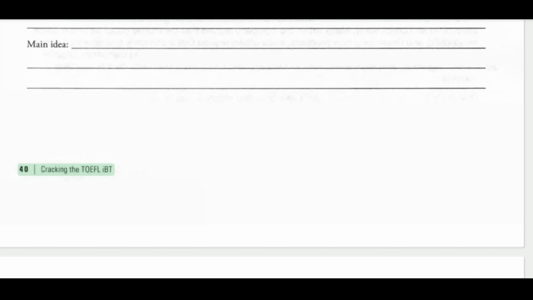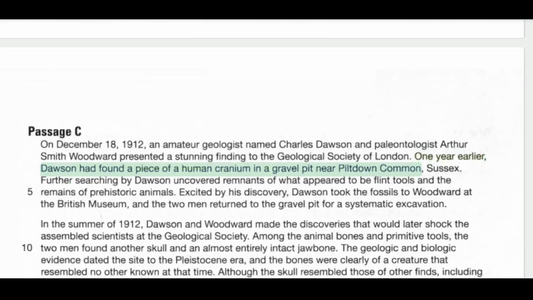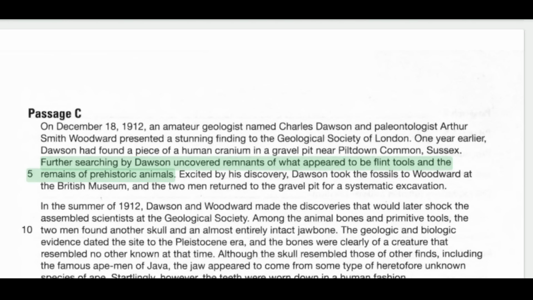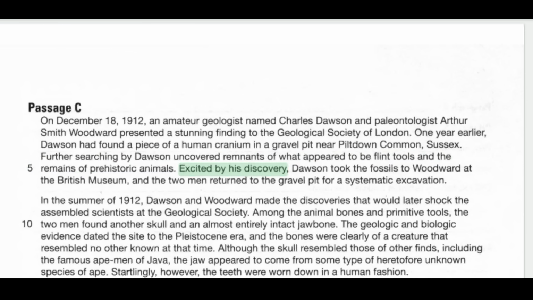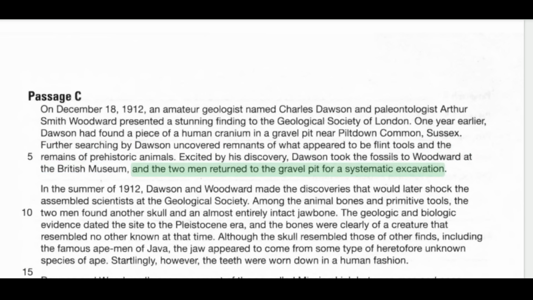On December 18, 1912, an amateur geologist named Charles Dawson and paleontologist Arthur Smith Woodward presented a stunning finding to the Geological Society of London. One year earlier, Dawson had found a piece of a human cranium in a gravel pit near Piltdown Common, Sussex. Further searching by Dawson uncovered remnants of what appeared to be flint tools and the remains of prehistoric animals. Excited by his discovery, Dawson took the fossils to Woodward at the British Museum, and the two men returned to the gravel pit for a systematic excavation.